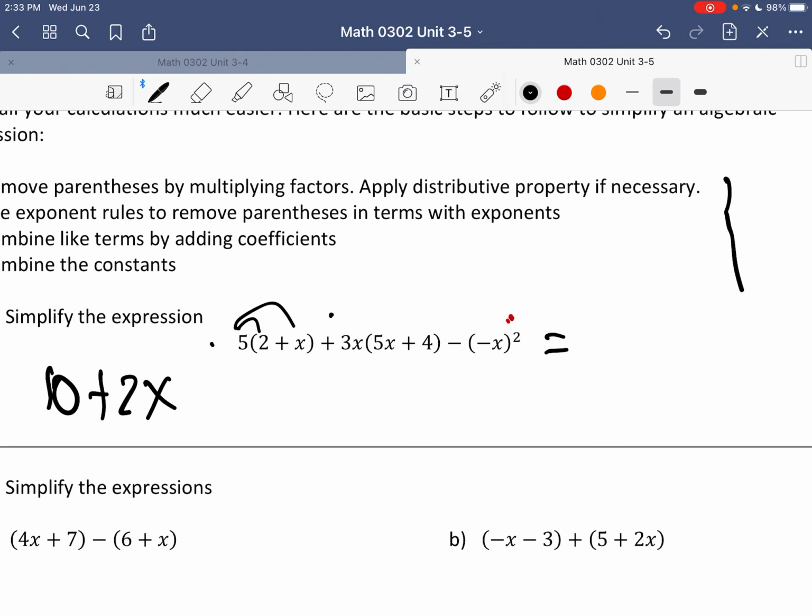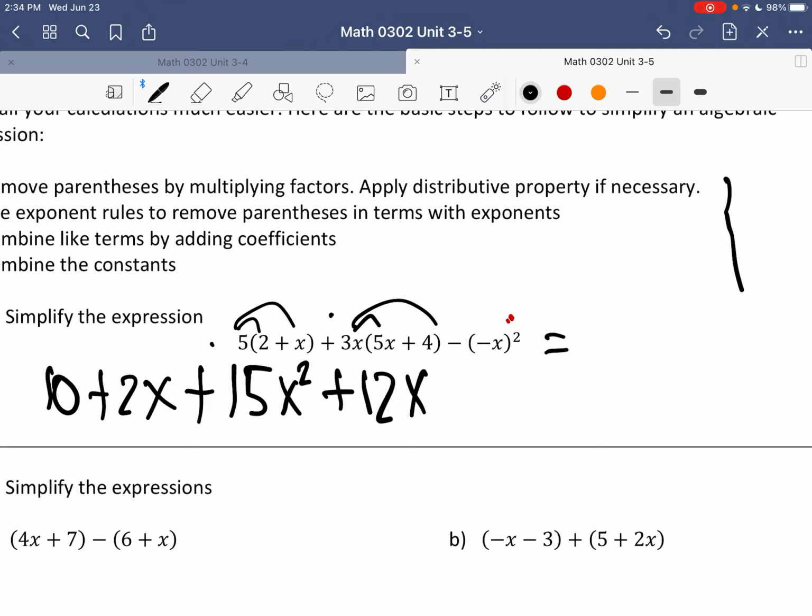Then we'll move to the next term, and we'll do the same thing. Multiply everything, distribute by multiplication. So this will be 3x times the 5x, which gives us 15x squared. And then 3x times the 4, that's the same thing as 3 times 4, which is 12, and then we include the variable x.